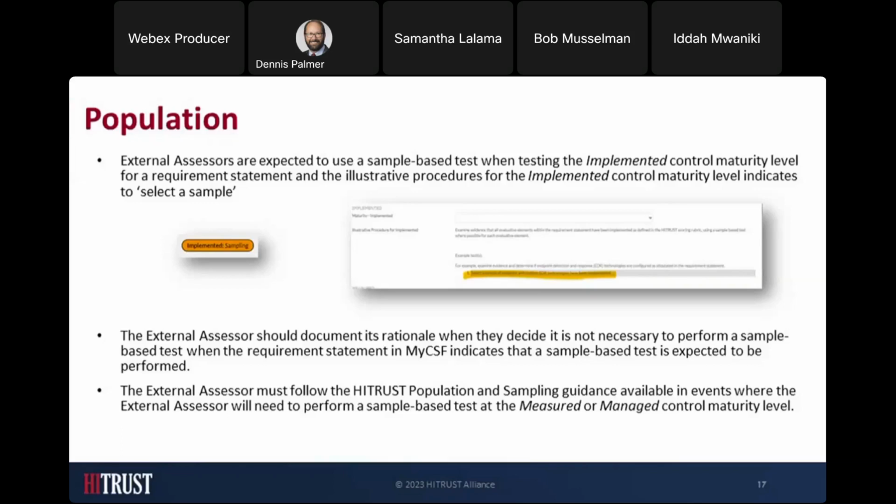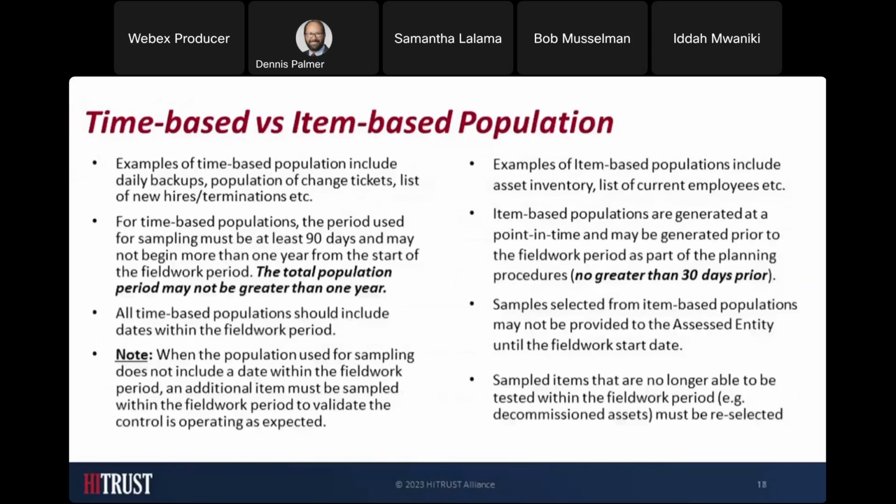On the next slide, I just want to highlight some terms that are not very new to anybody who's been in the audit field for a while, but this is the first time we are outlining them in any reference document for HITRUST. So we've added some documentation around time-based population and item-based population, and I'll cover each one of them individually. I'll start with time-based populations. These are populations that are pooled over a period of time, and good examples are the population of change tickets, the population of new hires in an organization, or terminated employees for a period of time. And the common one is also daily backups.